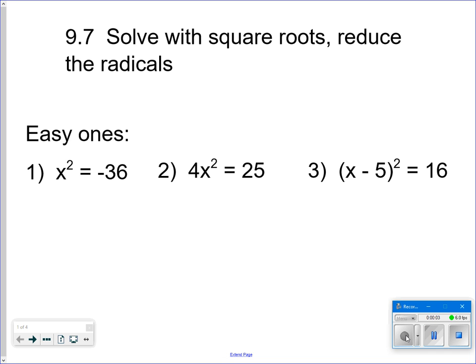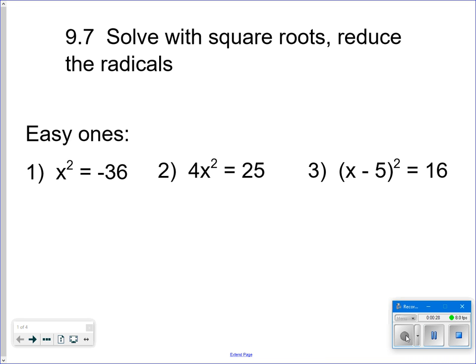Today I'm going to show you the second half of section 9.7. The homework that goes with this is the worksheet for 9.7. These are solving by using the square root method, but we'll have to do a little more complicated reducing of the square roots. And we did the reducing of the square roots a couple days ago on the reducing radical worksheet. So this is putting the two things together.